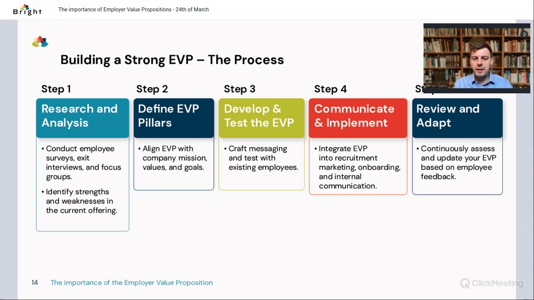So, how do you actually build an EVP? You start off by conducting employee surveys, reviewing your exit interview data, maybe running some focus groups, and identifying your strengths and weaknesses within your current offering. Start to then define that. So, what is your company mission? What are your values? What are your goals? What are you trying to achieve? Why do you exist as an entity? And then start to craft the messaging that aligns between those two first stages.